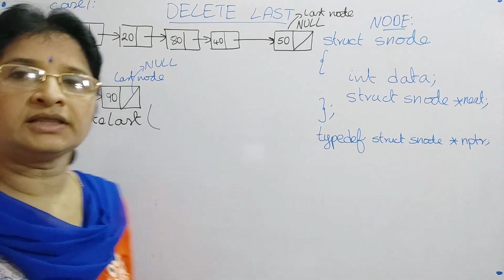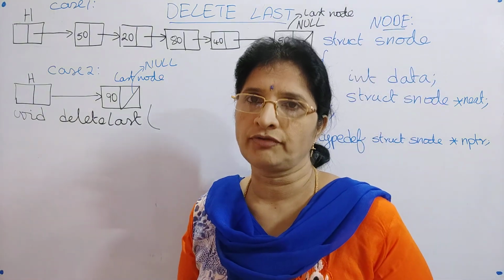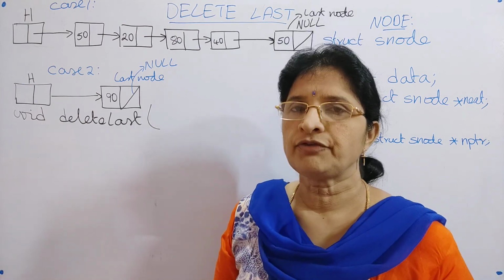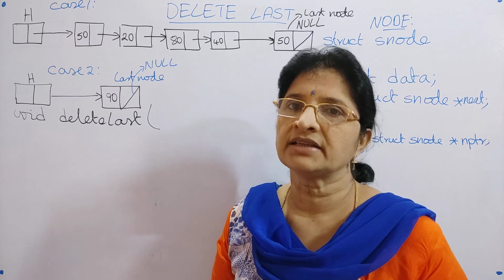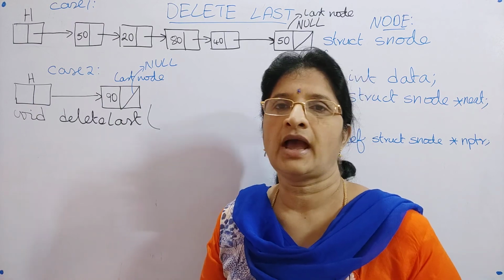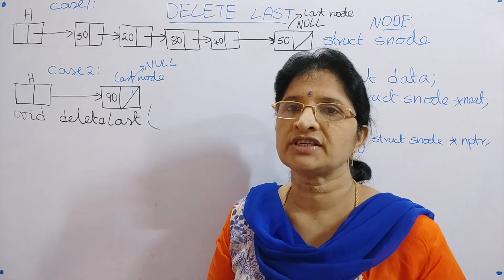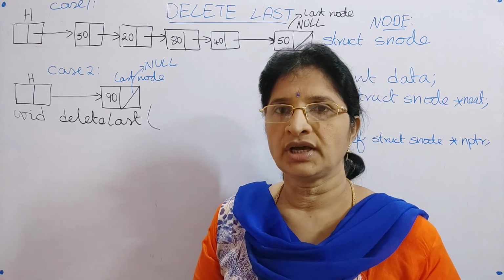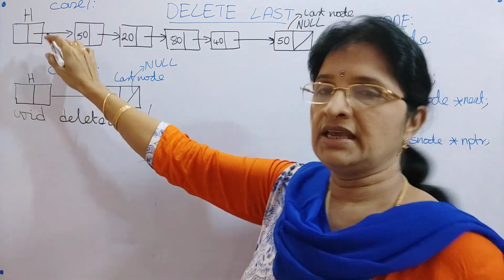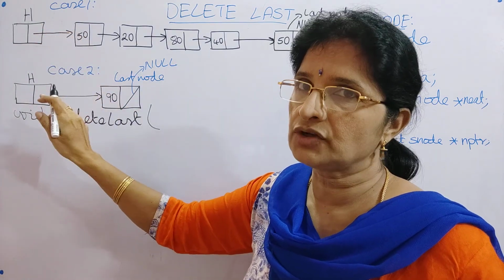Now what are the parameters that we have to give to this function? Whenever you want to delete the last node of your linked list, for performing any operation on the linked list, first of all you have to give one parameter, that is your header node address. We have already seen how to create a header node in the previous classes. So the first parameter that you have to give to the function is the header node. Here in this example, we are giving H as the header node. H contains the address of the header node.